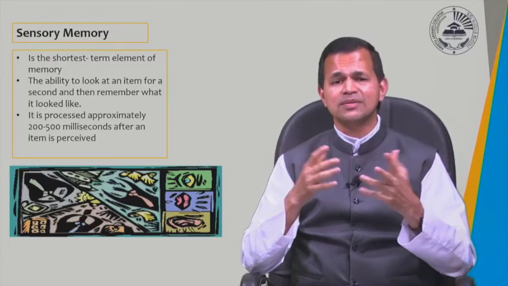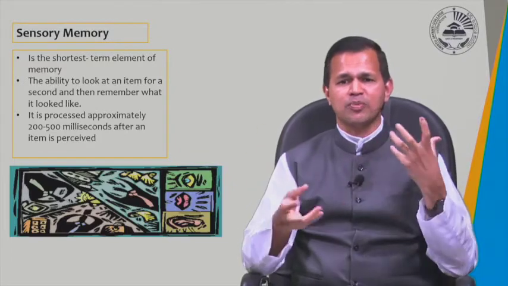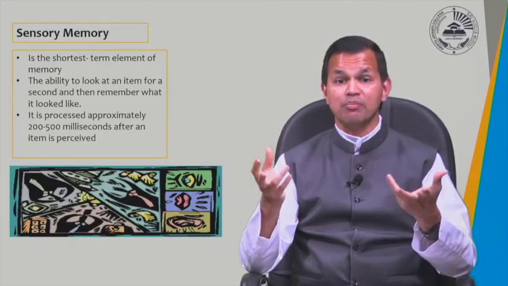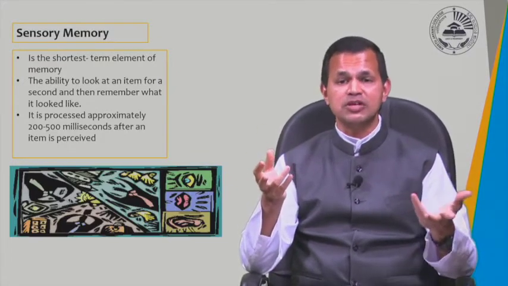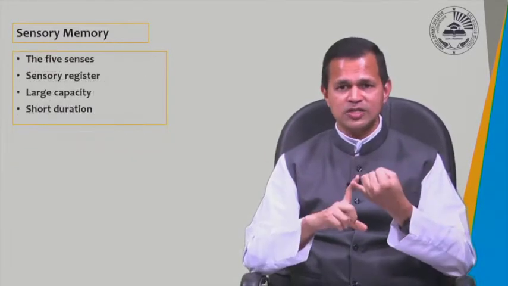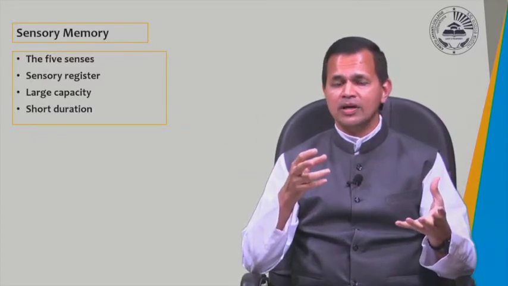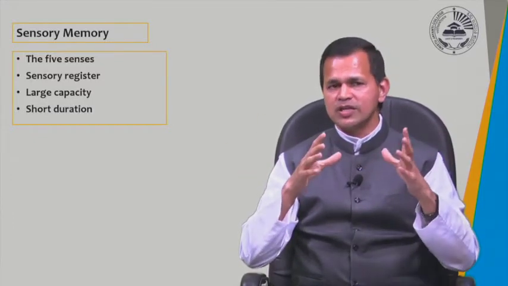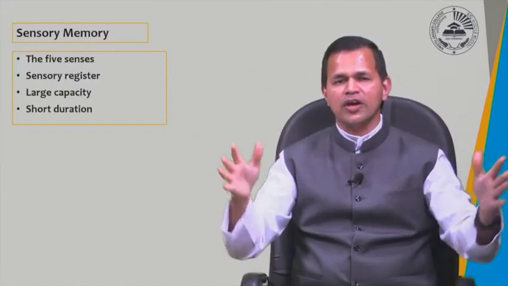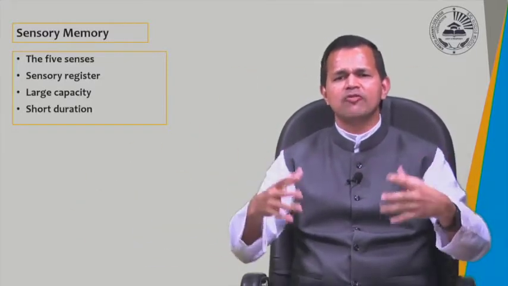It is said that the sensory processes in this memory system happen approximately 200 to 500 milliseconds after an item is perceived. So we know that we are using our five senses, and we have this sensory register, sensory memory. To understand it, as I said about the airport, when you're walking in, there are a lot of people. So it contains a large capacity of information.